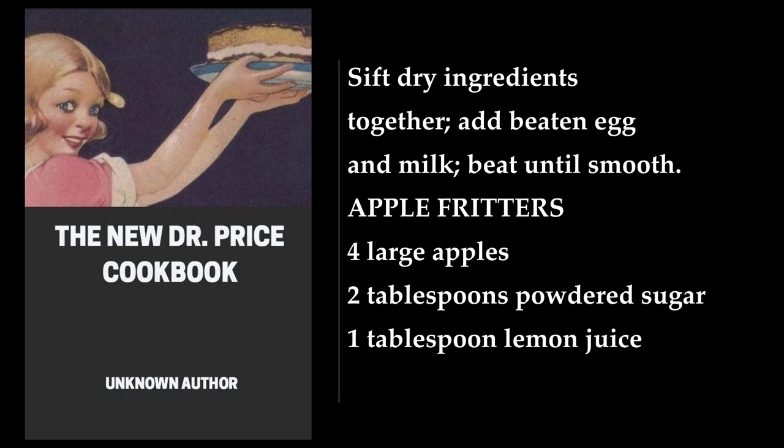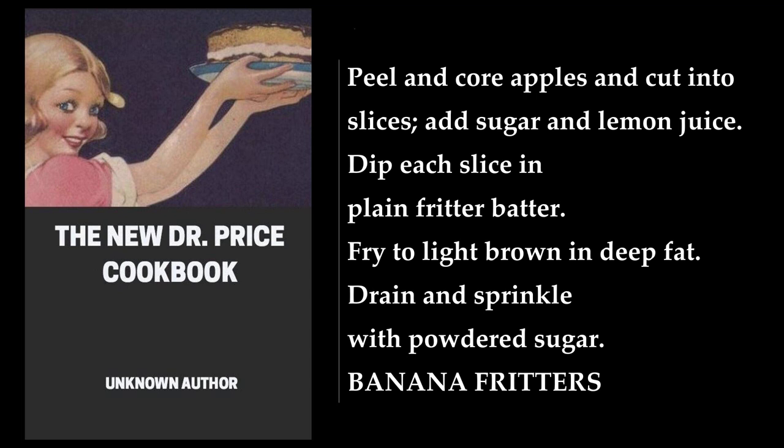Apple fritters. 4 large apples, 2 tablespoons powdered sugar, 1 tablespoon lemon juice. Peel and core apples and cut into slices, add sugar and lemon juice. Dip each slice in plain fritter batter. Fry to light brown in deep fat. Drain and sprinkle with powdered sugar.